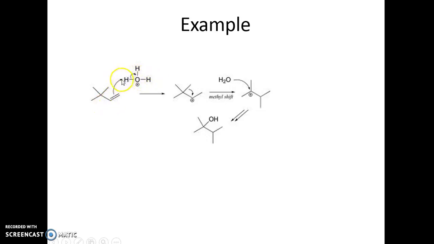Because we have acid present, we have protonation of the functional group. That protonation gives us a carbocation. Notice a methyl group shifts over right here, so we have an alkyl shift. Then water adds to the carbocation with its non-bonding pairs, and then through deprotonation you end up getting this alcohol. That's a very good example of how surprising results can form. Instead of getting a secondary alcohol here, we actually get a tertiary alcohol.